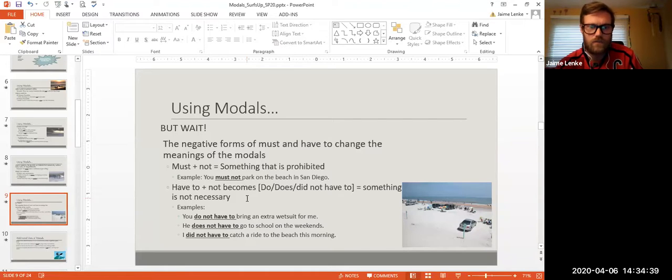Same thing with have to plus not. So it means we add the auxiliary verb do or does or did. We would say you do not have to bring an extra wetsuit, or you do not have to go to school on the weekends, or you do not have to go to campus anymore, right? So now I'm saying you are not obligated to do that. So when we add not to those two things, then it kind of flips the meaning of them.